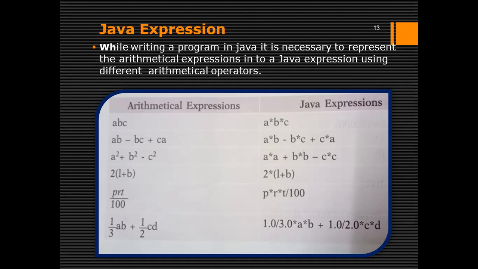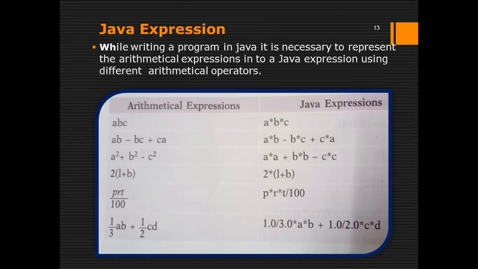Look at example number 4. 2L plus B. Here 2 means you have to multiply 2 to L plus B. So Java doesn't understand this without the multiplication sign. So you have to write it as 2 multiply and then L plus B. Similarly, look at the fifth example.